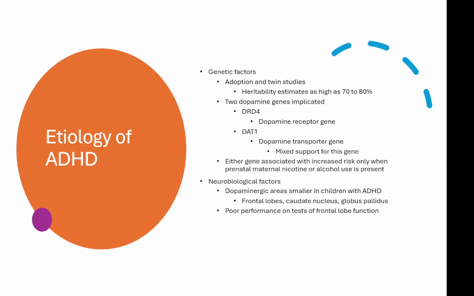Neurobiological factors are also implicated in ADHD. Research has shown that children with ADHD tend to have smaller dopaminergic areas in the brain, particularly in the frontal lobes, the caudate nucleus, and the globus pallidus, when compared to children without ADHD. While specific brain regions like these are not essential to remember for these practical purposes, it's important to recognize that ADHD is not merely a behavioral disorder. It stems from differences in brain function.